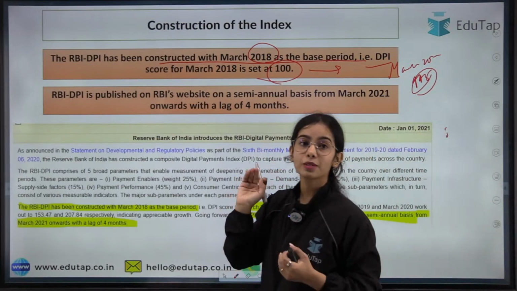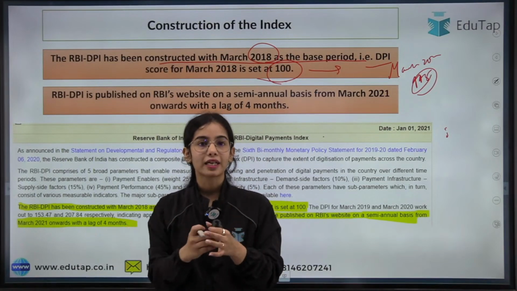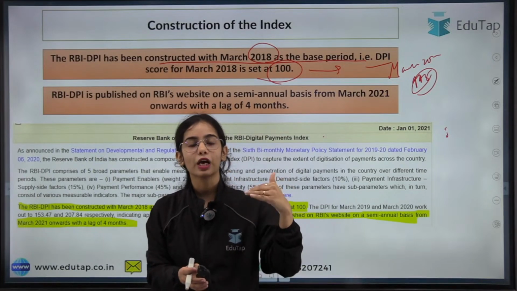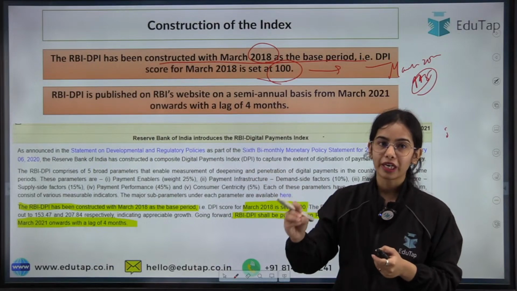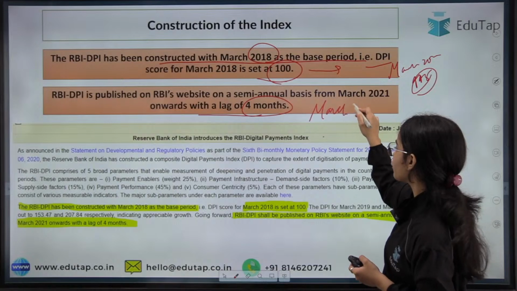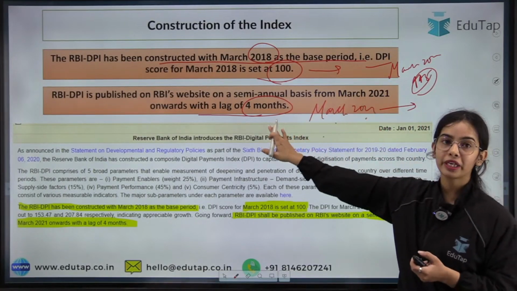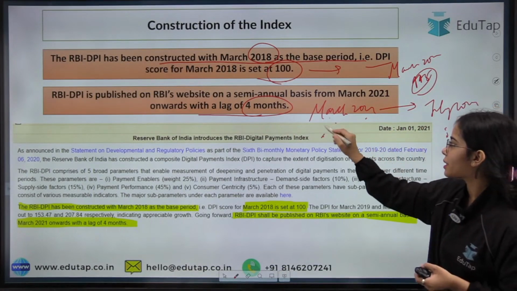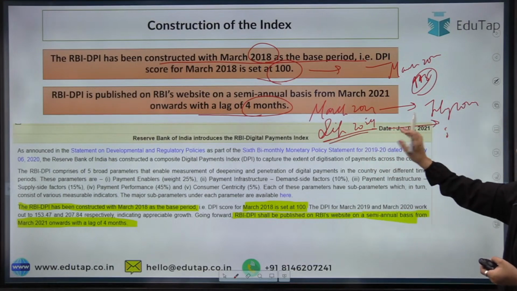So the RBI DPI is published on RBI's website on a semi-annual basis, that is, twice a year it is released. From March 2021, there was the semi-annual release of the DPI, with a lag of 4 months. That means the March 2024 digital payment index was released in July 2024. Similarly, the September 2024 DPI index will be released with a lag of 4 months.